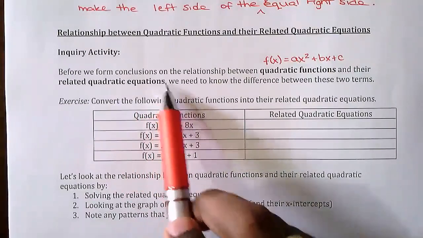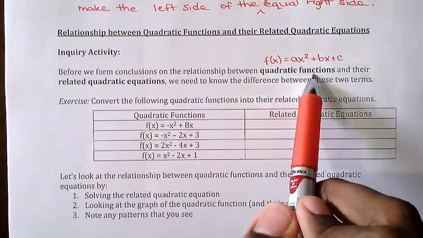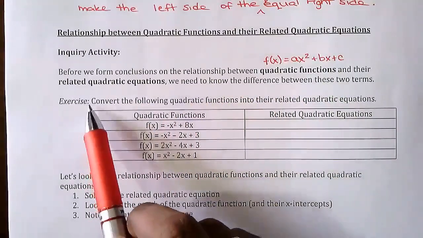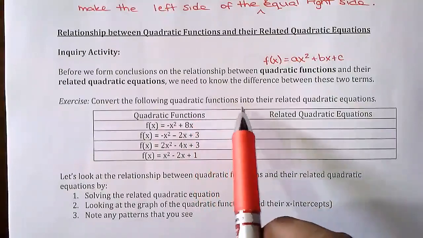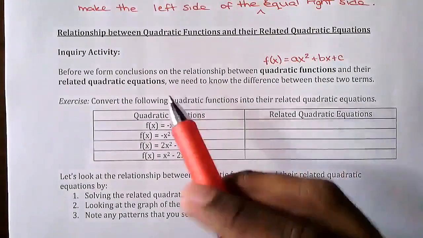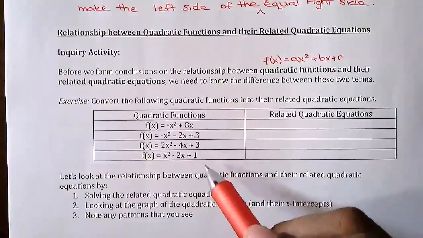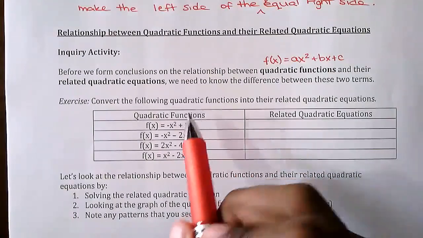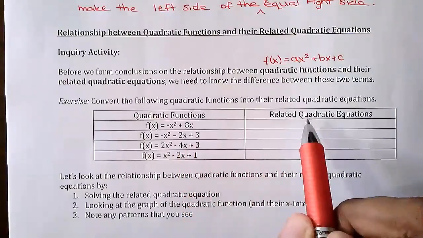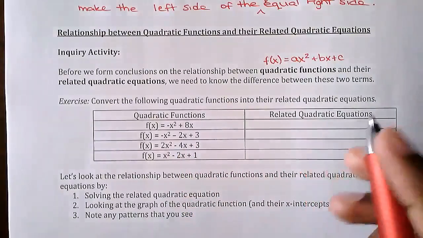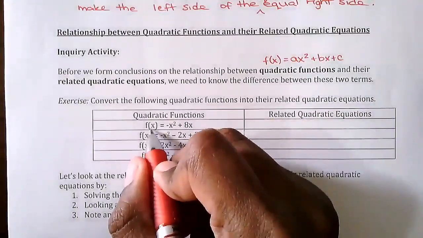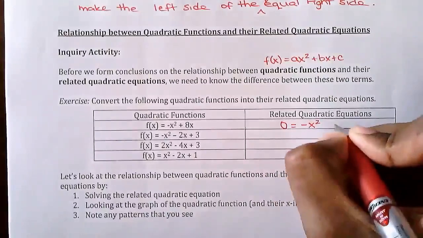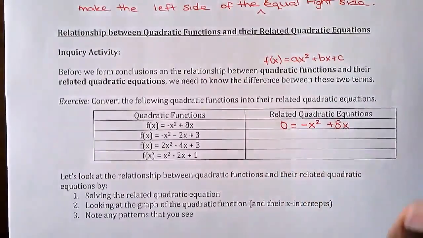So we're going to look at the relationship between quadratic functions and their related quadratic equations. But before we can do that, we need to know what the difference between a quadratic function and a related quadratic equation is. So the exercise: convert the following quadratic functions into their related quadratic equations. In this case, all the quadratic functions happen to be in standard form, but technically they can be in any form. To convert a quadratic function to a related quadratic equation, all we're going to do is replace the f of x with 0. So here it would be 0 is equal to negative x squared plus 8x.